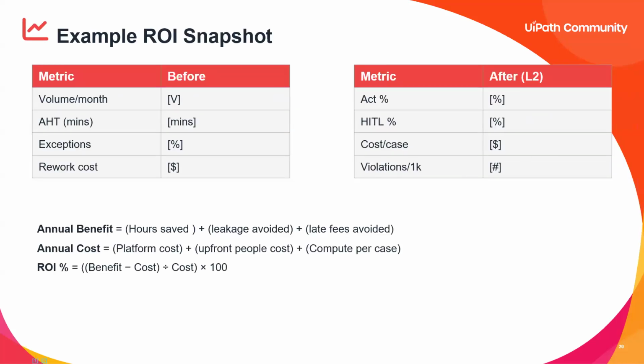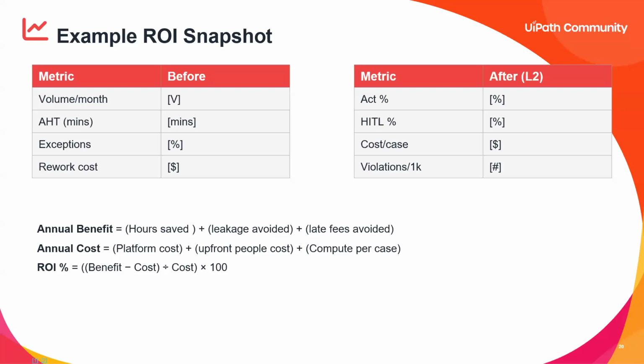Now, we have seen the dividends. How should we quantify this? So this is an example of our snapshot, which gives us a framework. Although this is high level, industries or different organizations can come up with their own framework or their own formulas, but this is a generalized thing. So before we baseline our metrics, we find out volume, handling time, exceptions, and the cost of rework, which is a key waste. We are obviously aiming to eliminate those.